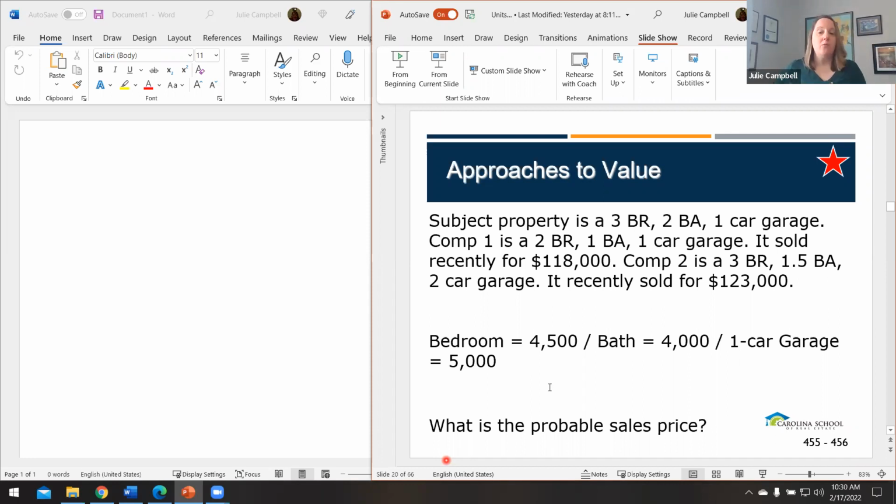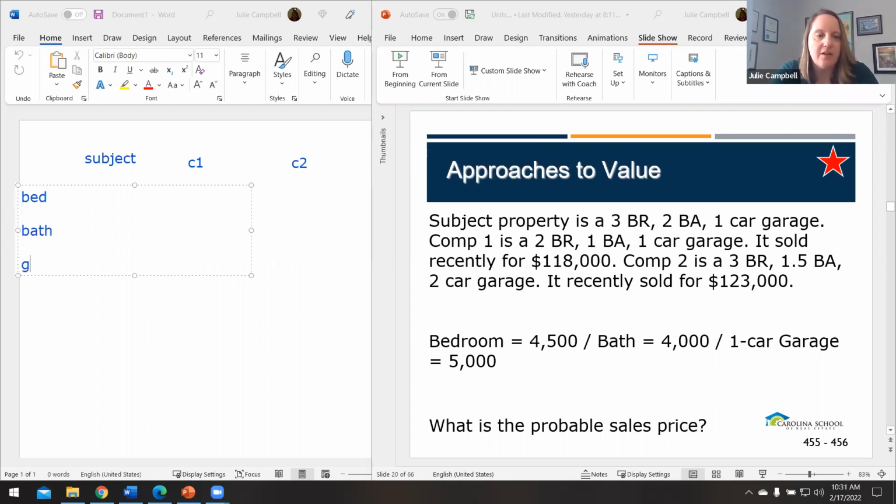The problem wants to know what's the probable sales price of the subject property. So we're going to study the subject, and then we're going to study each comp as it relates to the subject. Now, when I do these, this is just my personal preference. You can do them however you like. I like nice, neat rows and columns. So I have my subject property, I have comp one, and I have comp two. The features of the property that I'm studying, I'm gonna compare the bedroom, I'm gonna compare the bathrooms, and I'm gonna compare the garage.